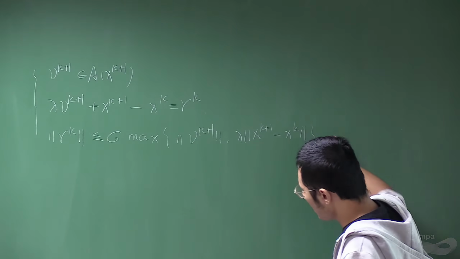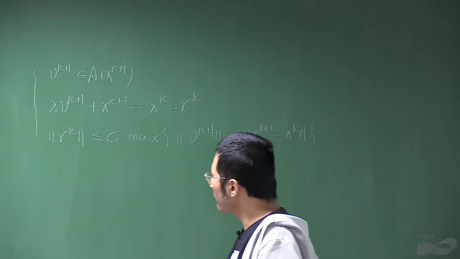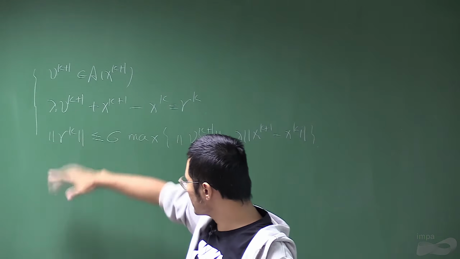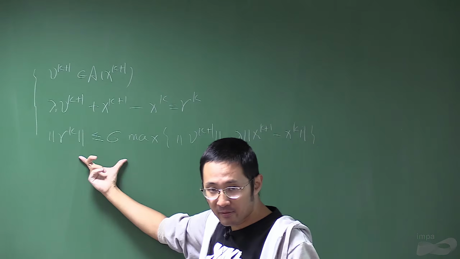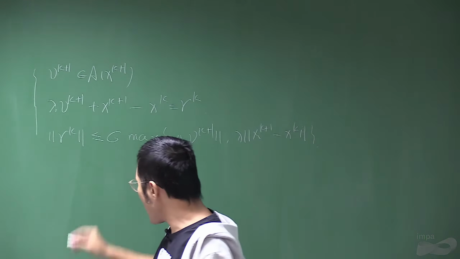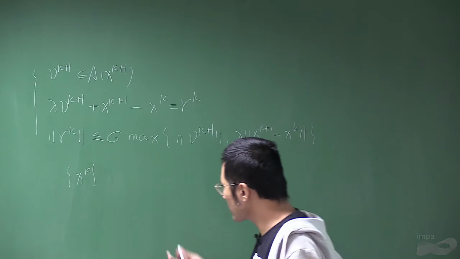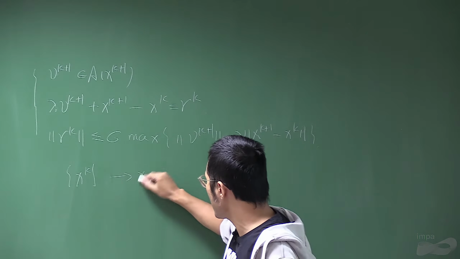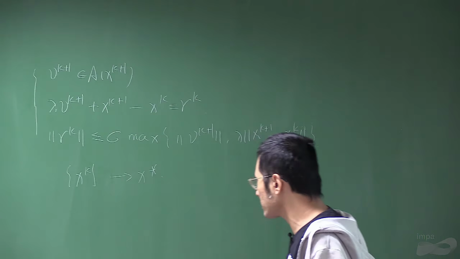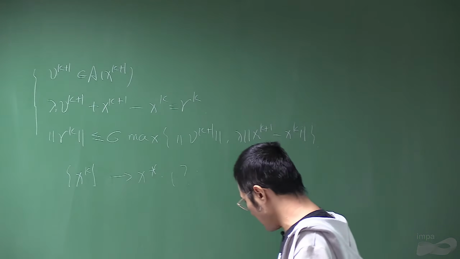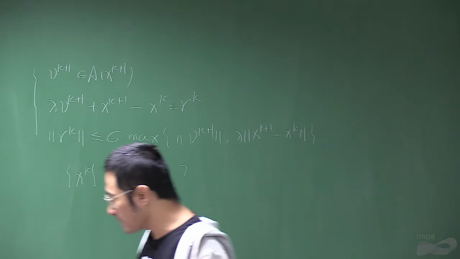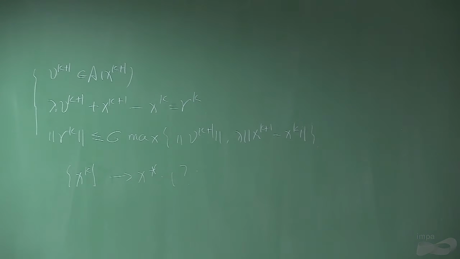If we only solve this system with these relative errors, then for the sequence xk, you cannot guarantee that it converges to some solution x star. We cannot guarantee it. So that's why we need another step here.